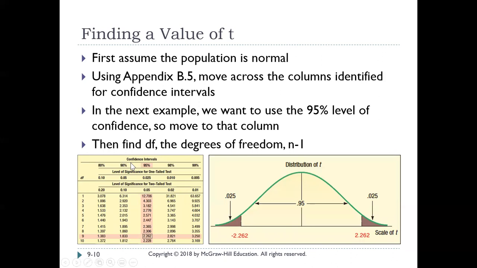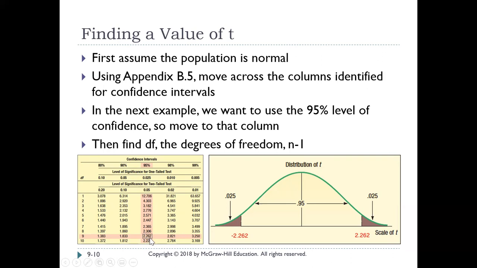So for a confidence interval, we're going to pick what level of confidence we want, in this case 95%. And we're going to go down and see what our degrees of freedom are. If we have 10 observations, we will use a T value of 2.262.